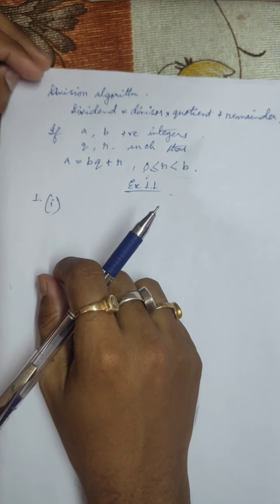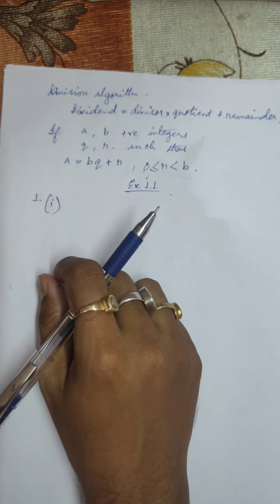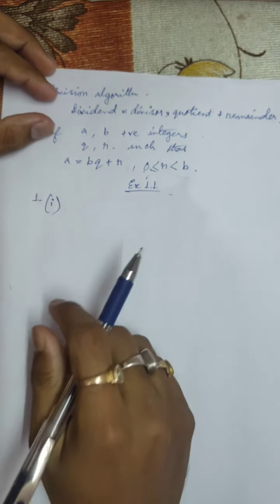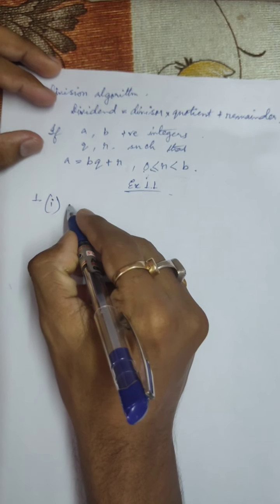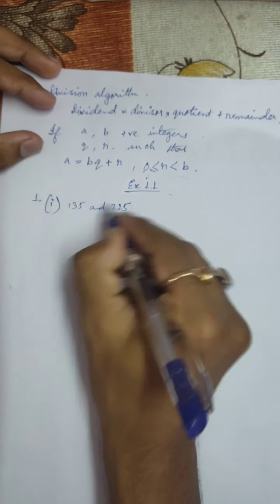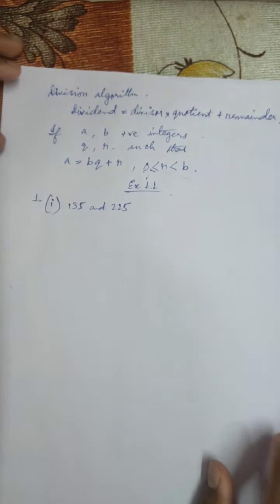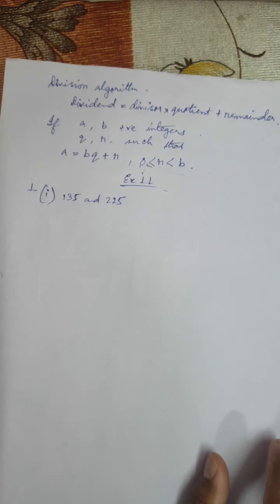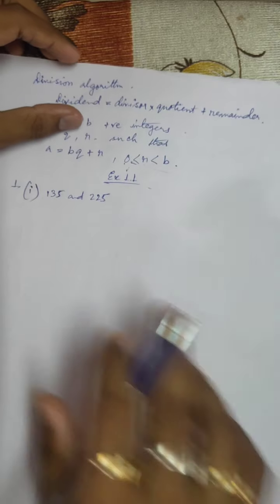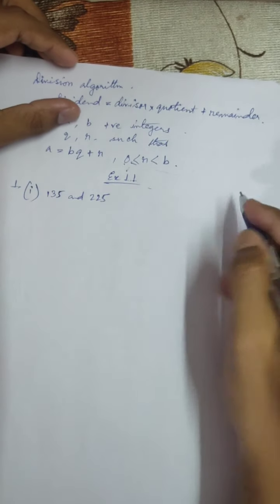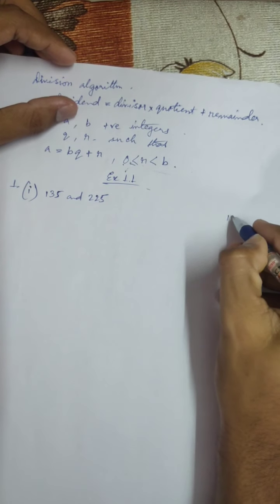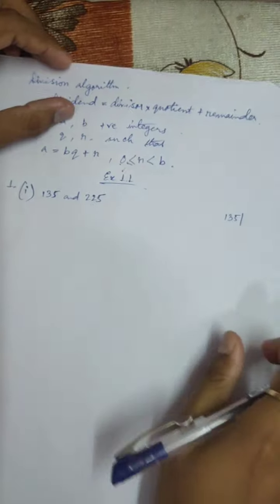Now using Euclid's division algorithm, we have to find the highest common factor, HCF, of the given numbers. So first, let me show the first. There are two numbers given, 135 and 225. In earlier classes we have done the HCF by the long division method. You can remember, if two numbers are given, then we start dividing the larger number by the smaller number this way. I'm just recalling this system.